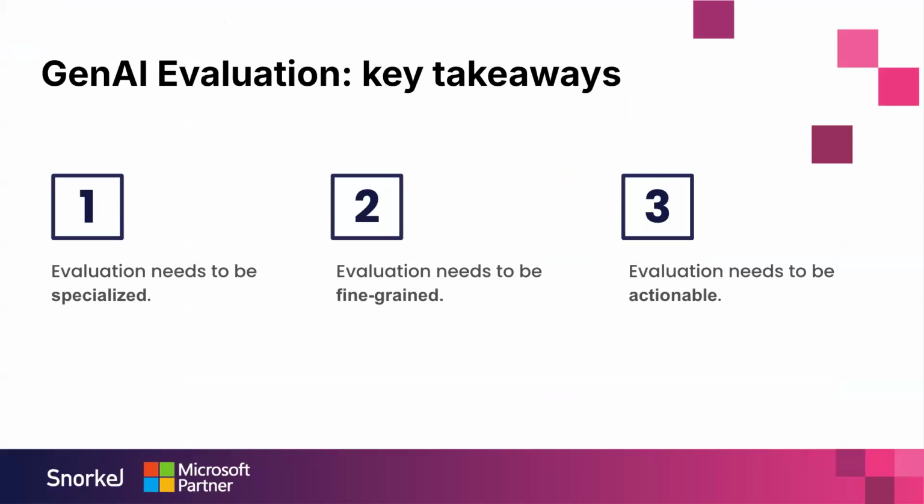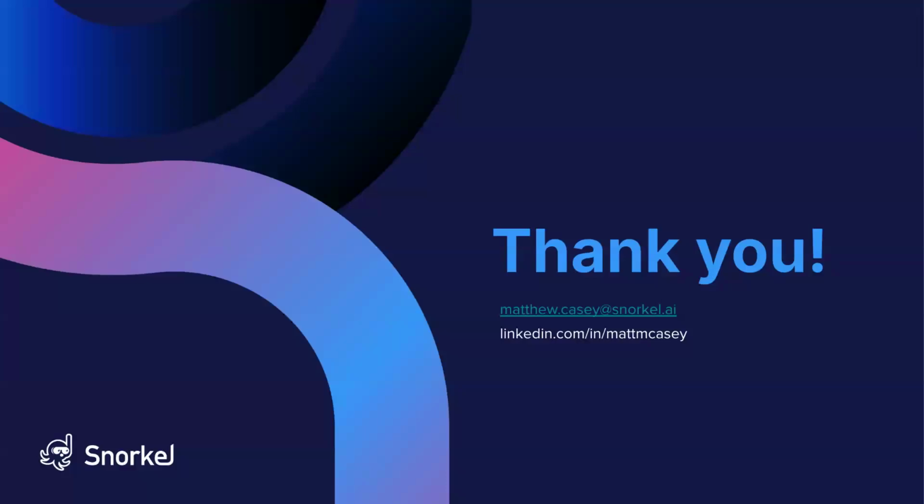So I now need to say specialized, fine-grained, and actionable another, I said 50, so I'll stand up here and say it 10 more times. So you need to evaluate according to the things that you care about. You need to evaluate on the tasks that you care about, and you need to be able to fix problems when you find them. So specialized, fine-grained, actionable.